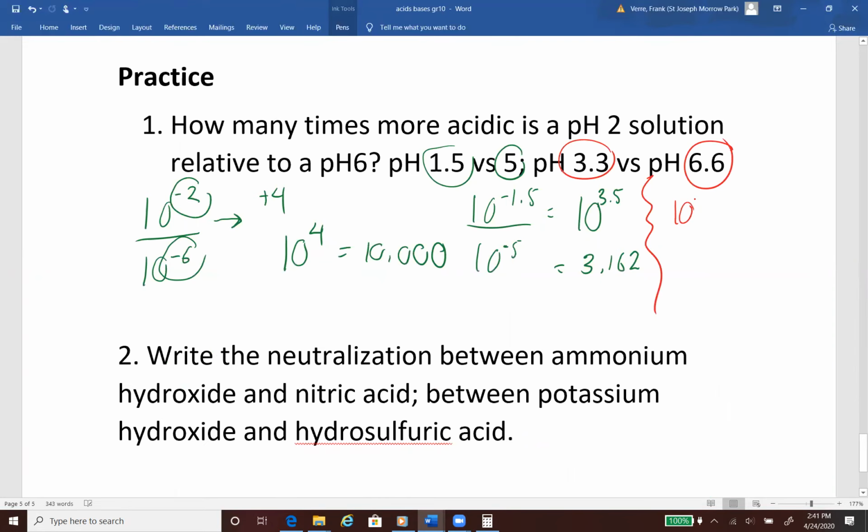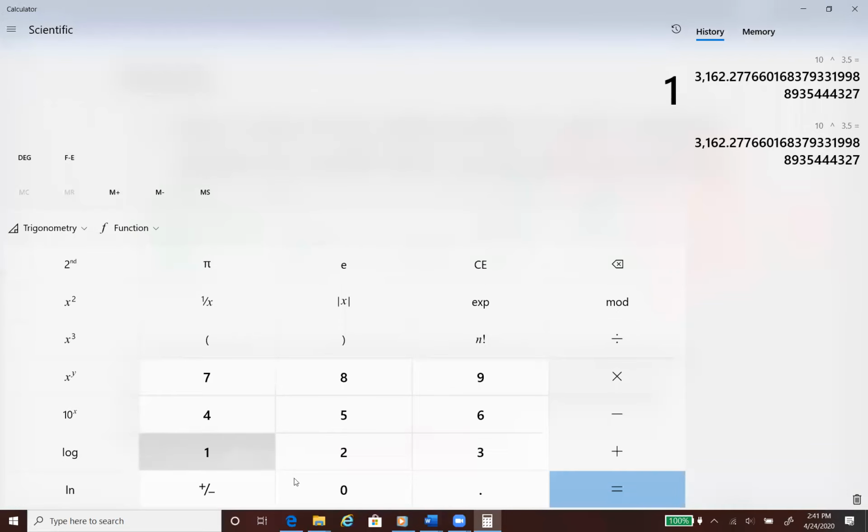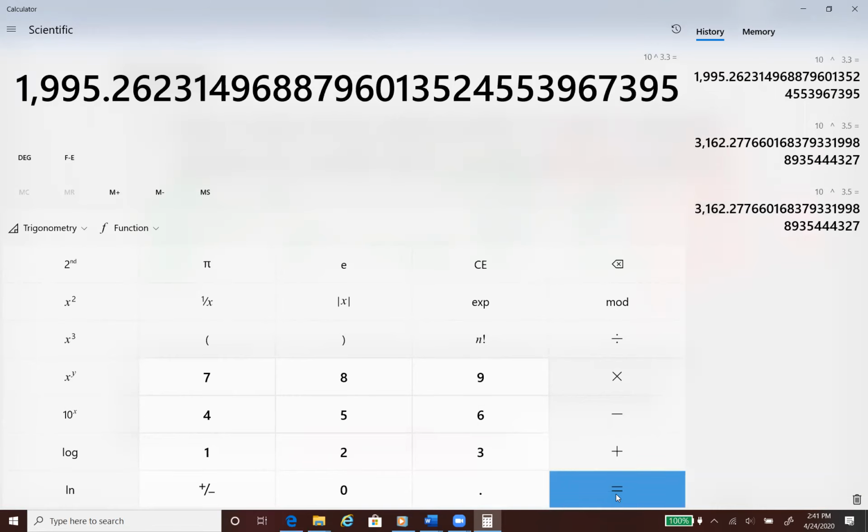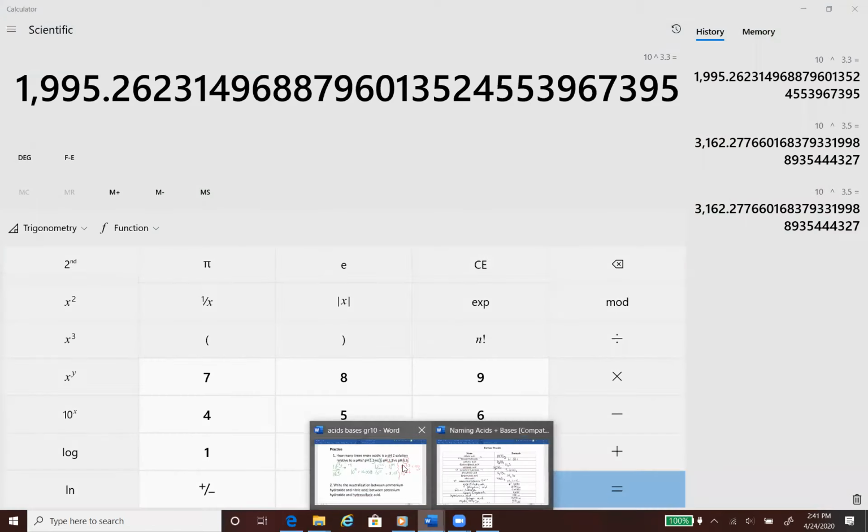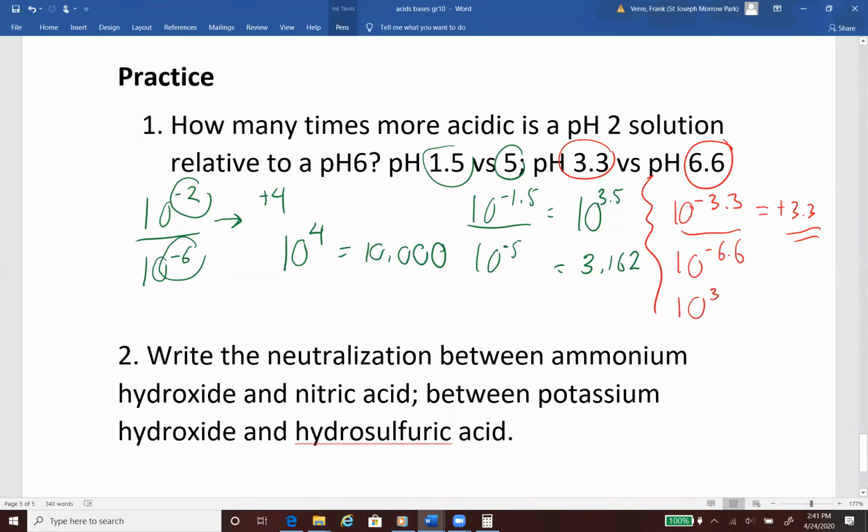Okay, so 10 to the negative 3.3, right? Divided by 10 to the negative 6.6. So negative 3.3 minus negative 6.6 would be positive 3.3. So again, 10 to the power of 3.3 is 1,995. But one more time, on your online quiz, you're only going to have whole numbers to deal with, so it'll be much easier to work with, okay?